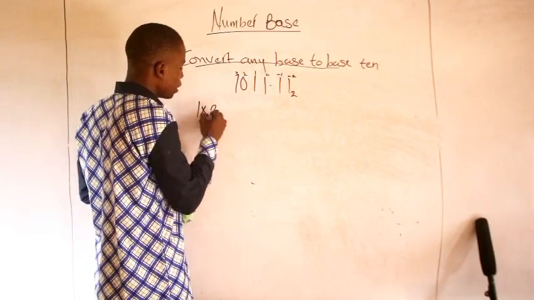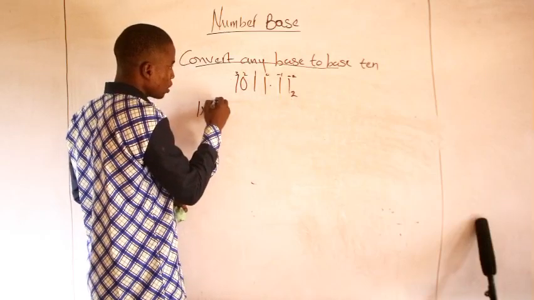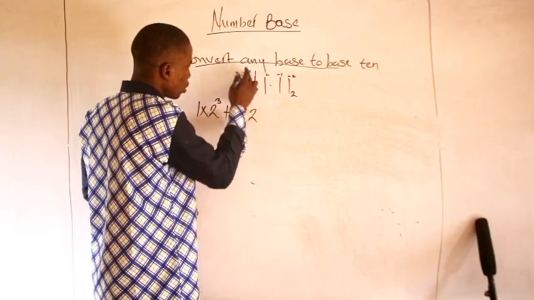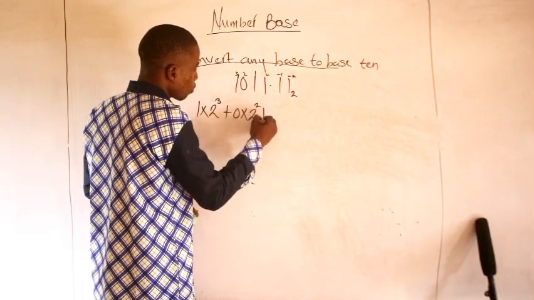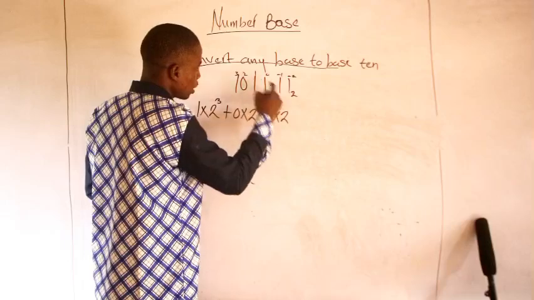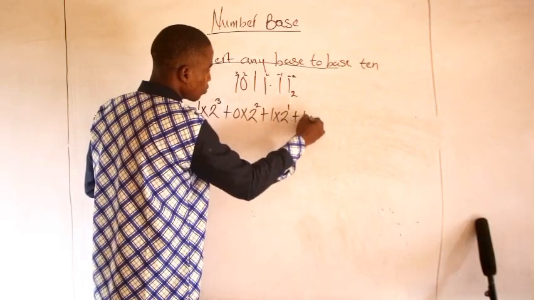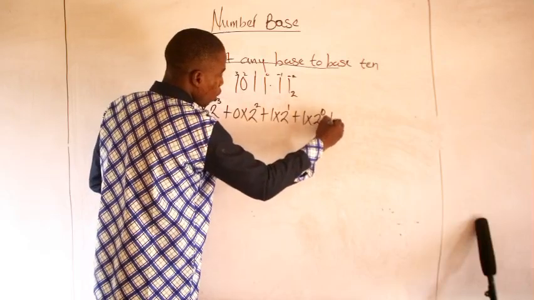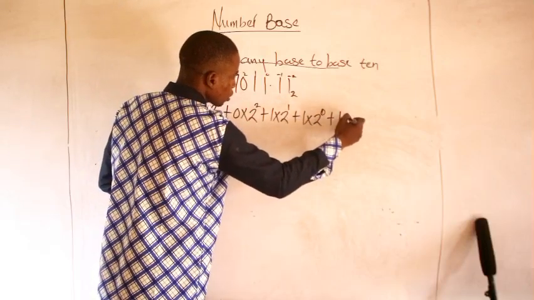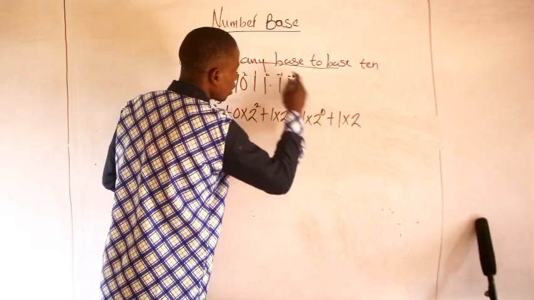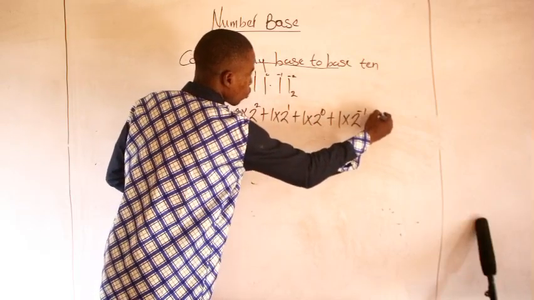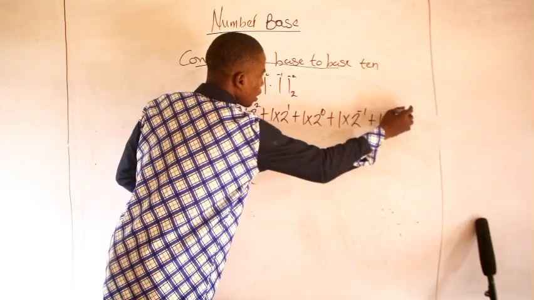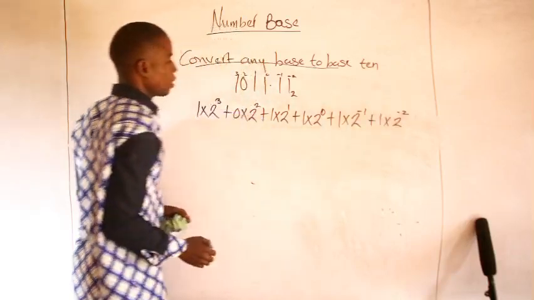It will now be 1 times base 2 raised to power what? 3. Plus 0 times base 2 raised to power 2. Plus 1 times base 2 raised to power 1. Plus 1 times base 2 raised to power 0. Plus 1 times base 2 raised to power -1. Plus 1 times base 2 raised to power -2. Are you getting me now?